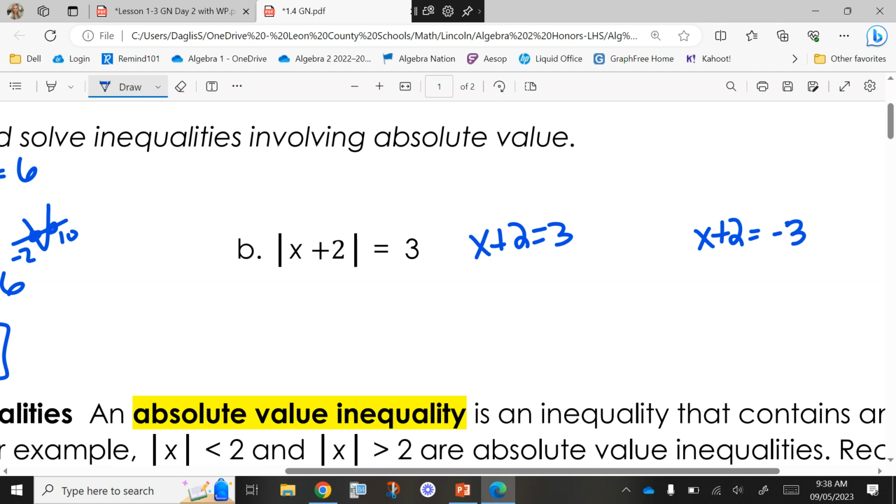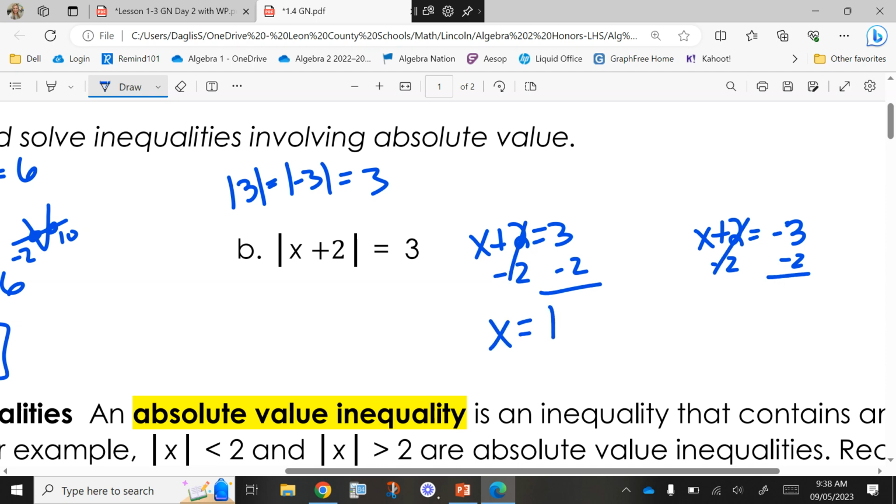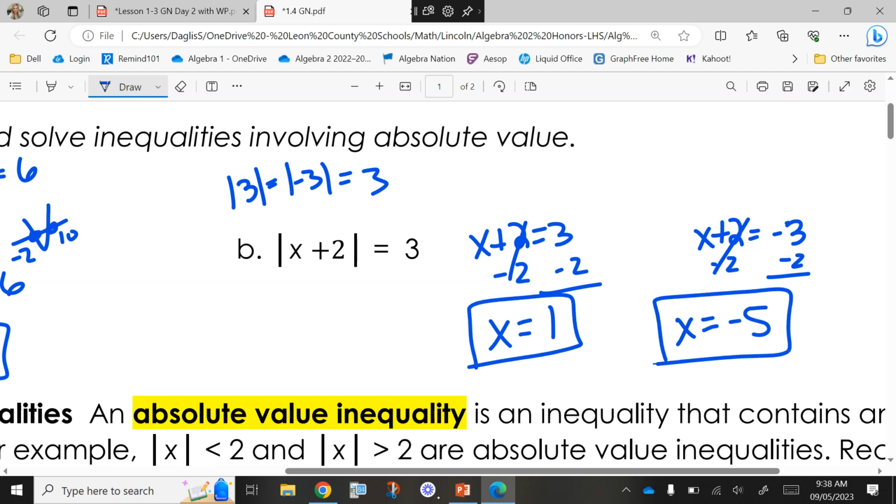Okay. Because what's inside your bars, whether it's 3 or whether it's negative 3, those are both going to end up a positive 3. Absolute value is always the positive because we're showing a distance from 0. So x plus 2 is in the bars. So that in the bars could be 3 or that in the bars could be negative 3. Both of these we're going to subtract 2. So we're going to have an x-intercept of 1 and an x-intercept of negative 5 for this one.